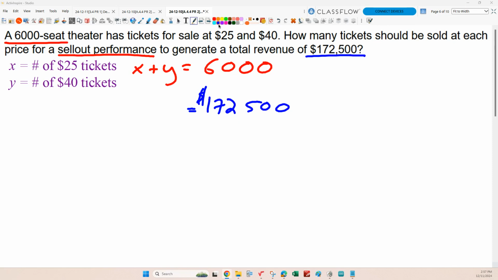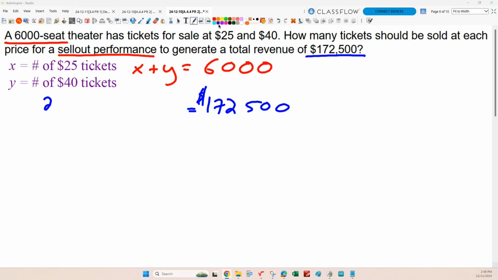You see why it's important to write these down? Then it's right in front of your face, because otherwise that might escape you. But if it's written down right there in front of you, you can't miss it. x is the number of $25 tickets. So $25 times x is the amount of money from cheap ticket sales, right? Does that make sense?